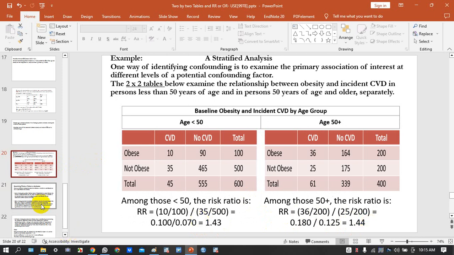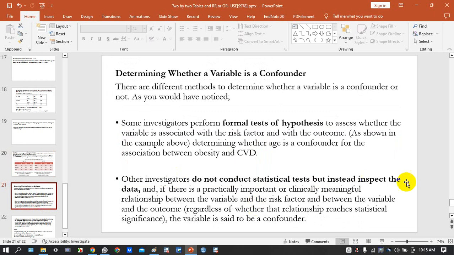But some investigators just inspect the data, whether there is significance or not. They don't look at significance. They just inspect the data to establish whether there is a confounding influence or not.